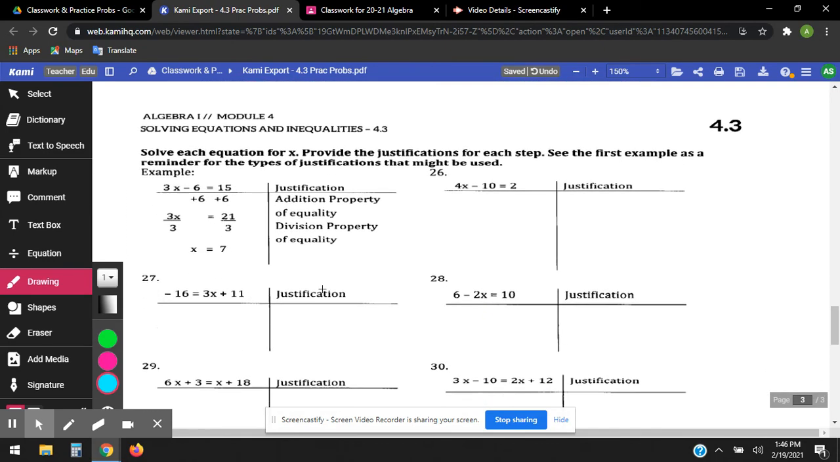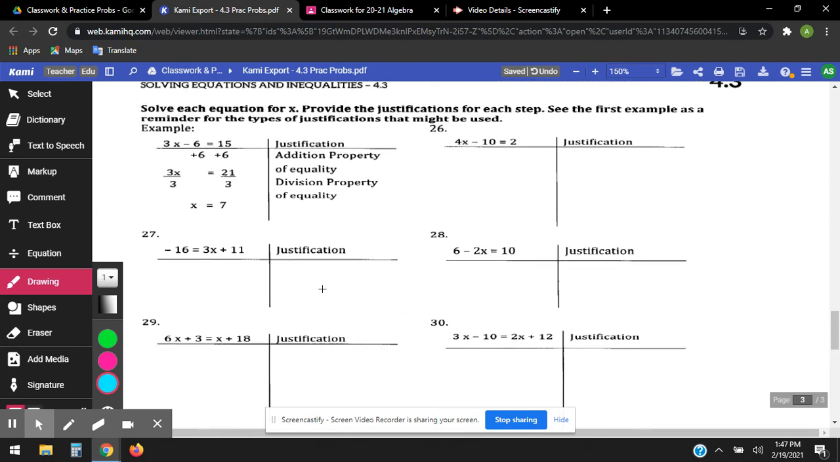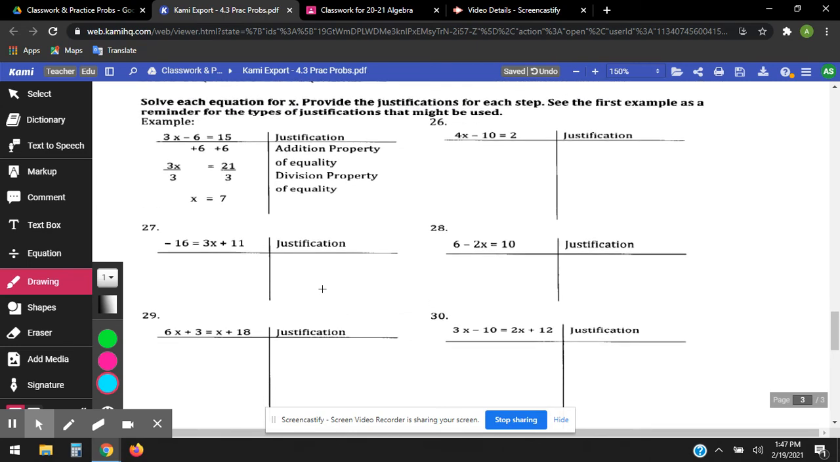Next page. Again, I'm not going to do all these, but I'll get you started. So here it says solve each equation for x, provide justification. So which property of equality do you need? So right here, to get rid of a minus 6, we have to add 6 to both sides. So it's an addition property. To get rid of a times 3, we have to divide by 3. So that's a division property.